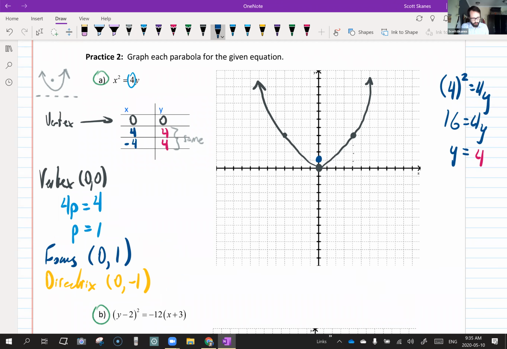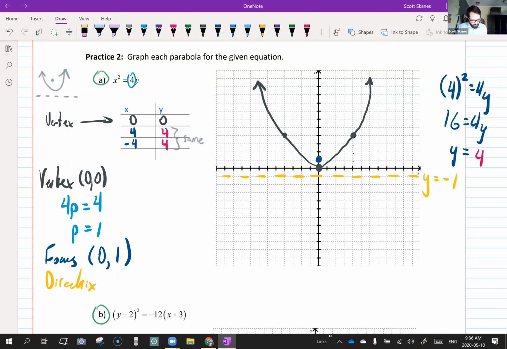I know it's (0, 1) because it's a distance of p away from the vertex, and in this case, p is 1. So I just go up by 1 here. That's the point (0, 1). And then the directrix, I should use a ruler for this. The directrix is a distance of 1 away from the vertex on the other side. So the line is y = -1.